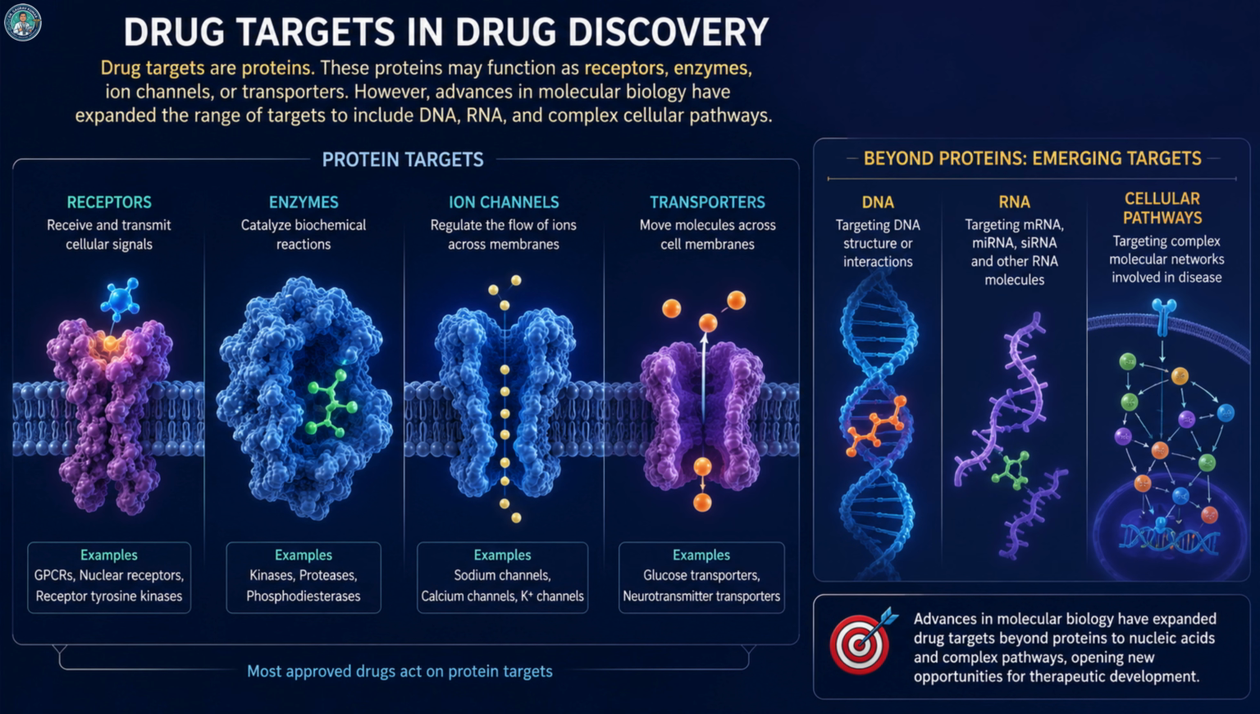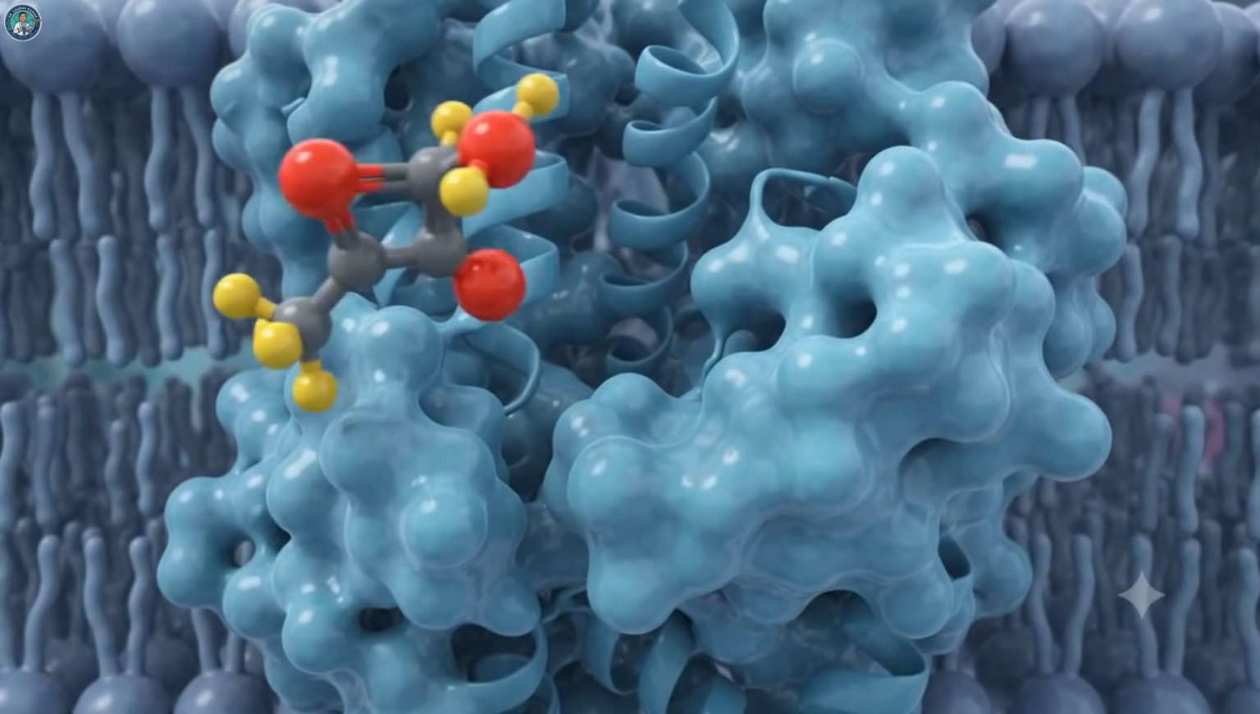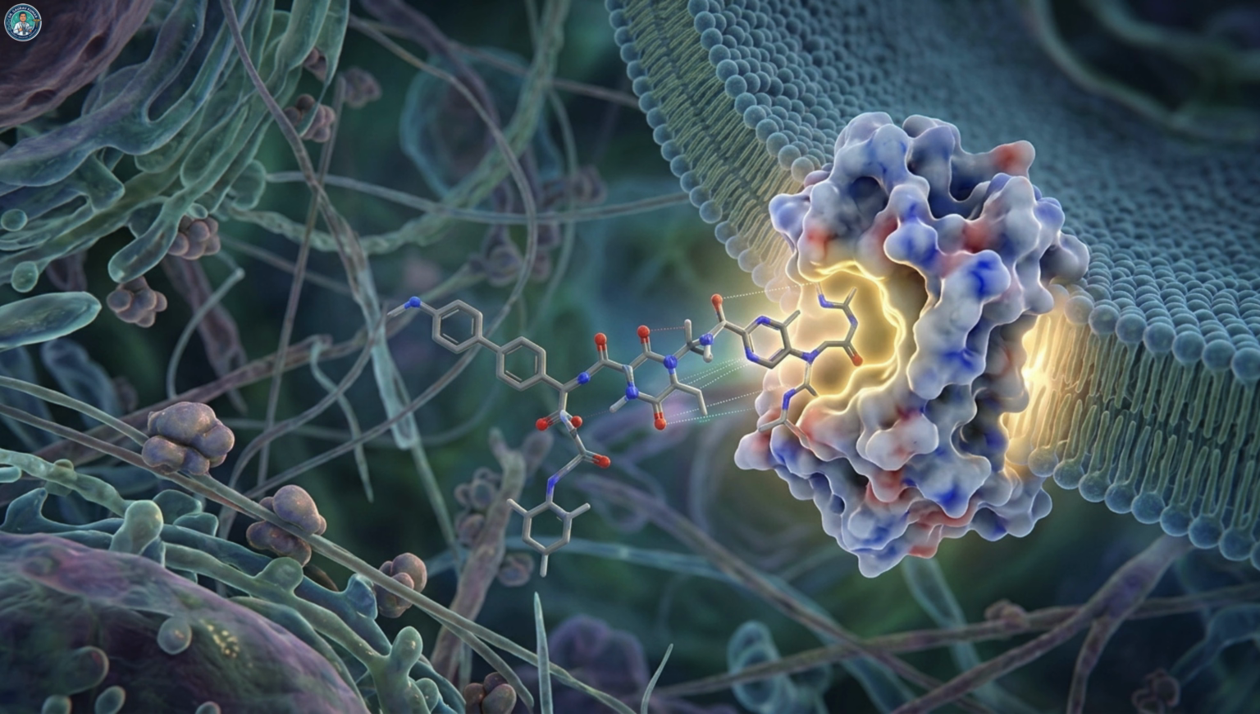A drug target is a biological molecule whose activity can be modified by a drug in order to produce a desired therapeutic effect. In most cases, drug targets are proteins. These proteins may function as receptors, enzymes, ion channels, or transporters. However, advances in molecular biology have expanded the range of targets to include DNA, RNA, and complex cellular pathways. When a drug binds to its target, it either activates, inhibits, blocks, or modulates the biological function of that target. This interaction ultimately changes cellular processes and produces therapeutic benefits.